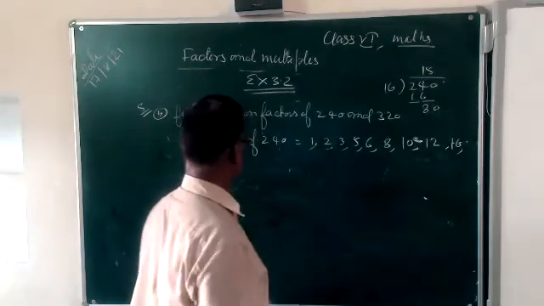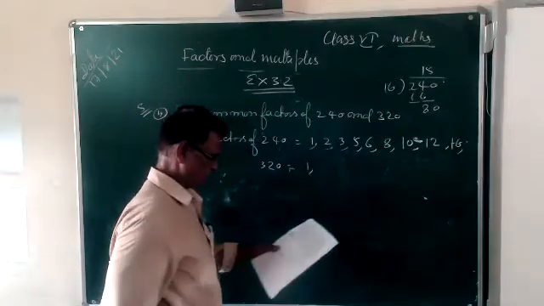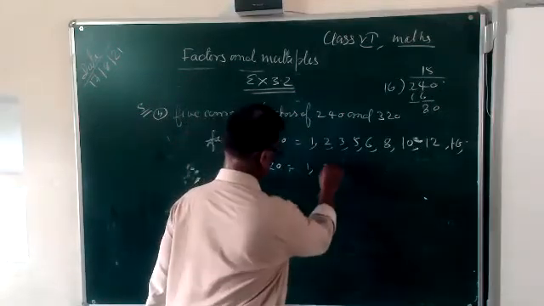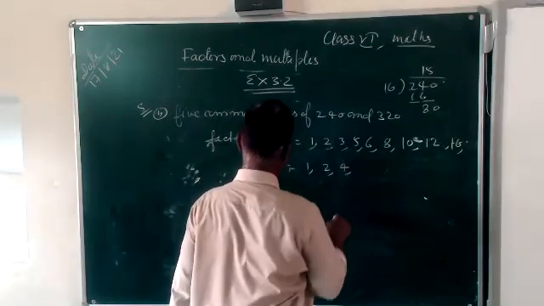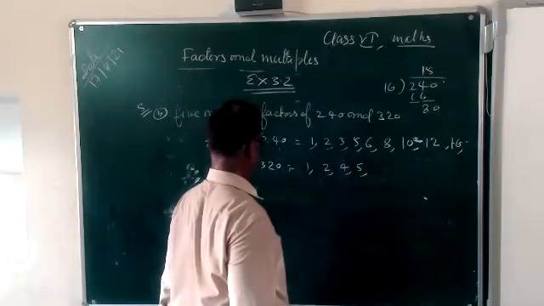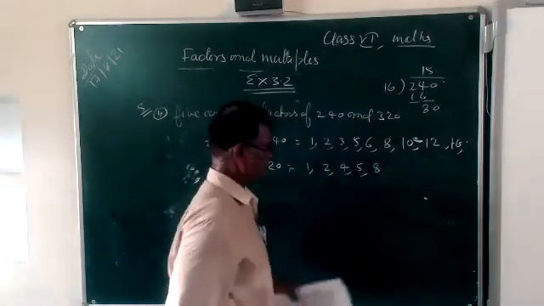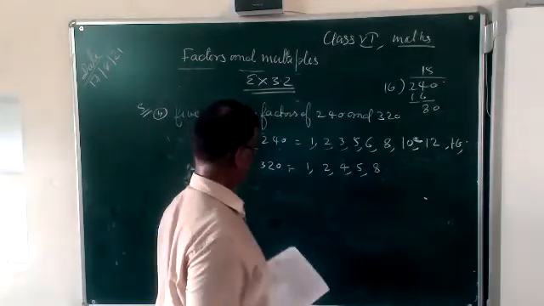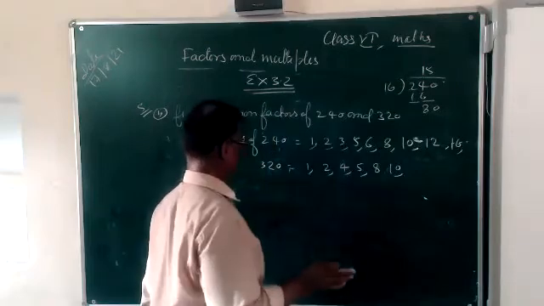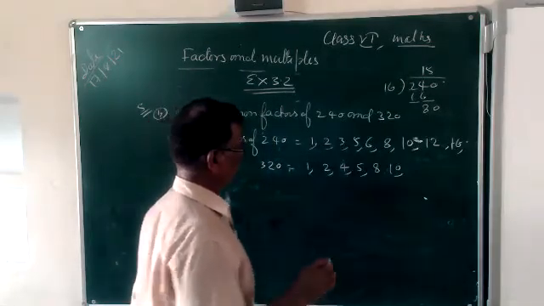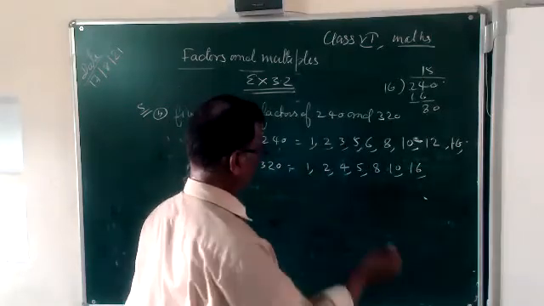After that, you write the factors of 320. 1, these are the factors. 2 is a factor, 3 is not a factor, 4 is a factor, 5 is a factor, 6 is not, 7 is not, 8 is a factor, 9 is not, 10 is a factor, 11, 12, 13, 14 are not factors, 16 is a factor, and then other factors also.